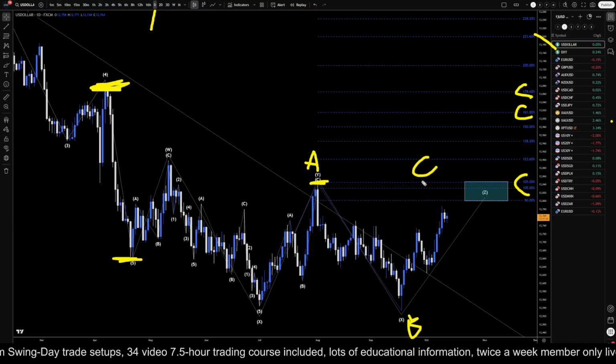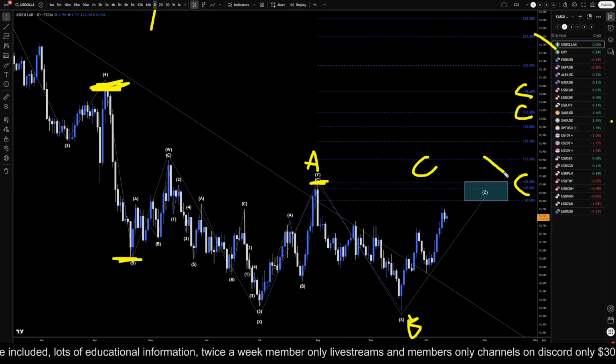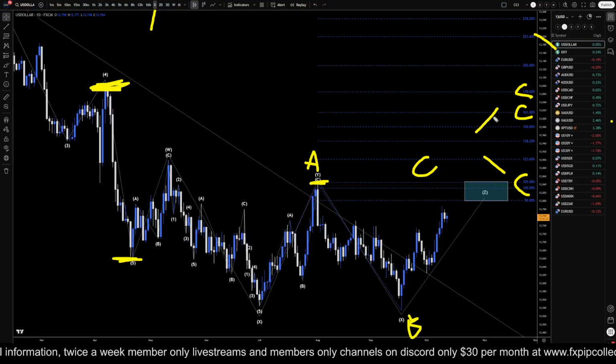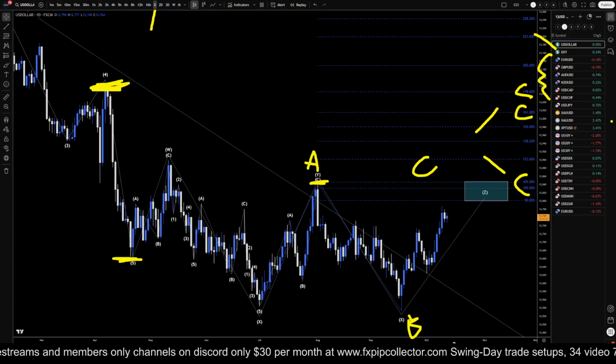Luckily for me, I don't really care whether it's an ABC flat or a WXYXZ because they basically are exactly the same strategy. We would be targeting around the 100% for a regular. We'd be targeting the 161, 178 for an expanding. So I would definitely take this information and I would apply it to the dollar pairs themselves and trade accordingly.